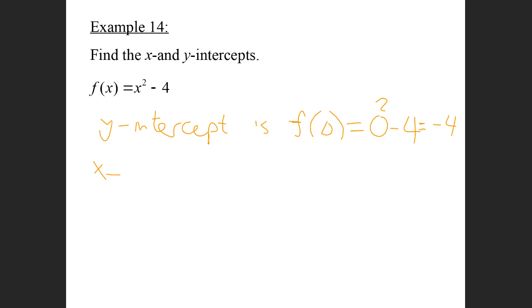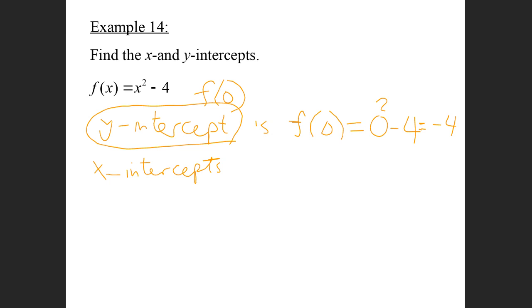X-intercept or intercepts. To find x-intercepts, y is always 0. Y-intercept, yes, you have to replace x with 0, all the time. Y-intercept is f of 0.